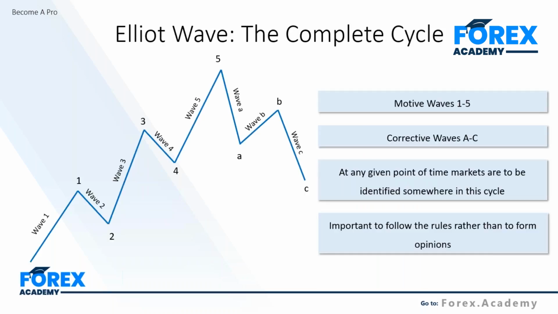And again, our motive waves are moving from 1 to 5. Corrective waves are A, B, and C. At any given point of time, markets are to be identified somewhere in this cycle, okay? Now this is obviously an assumption of the Elliott wave. You won't see this play out all the time, but at any given point, the markets are said to be somewhere within this cycle.